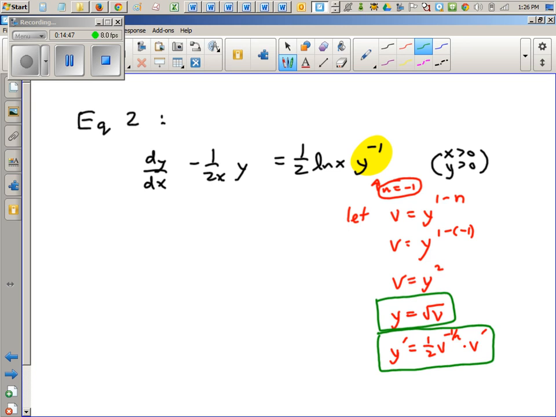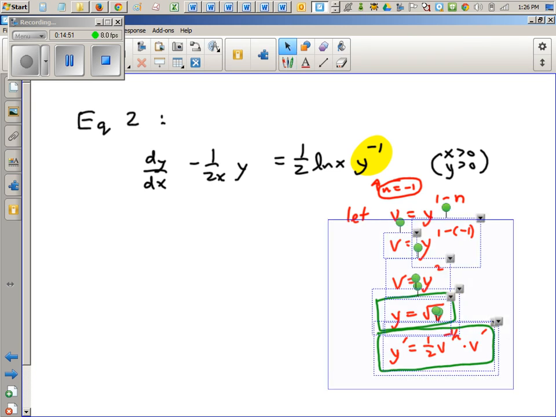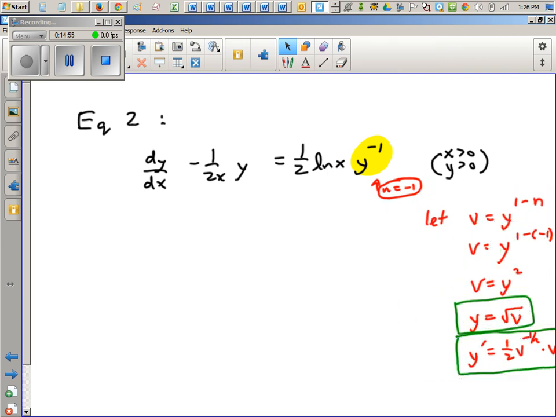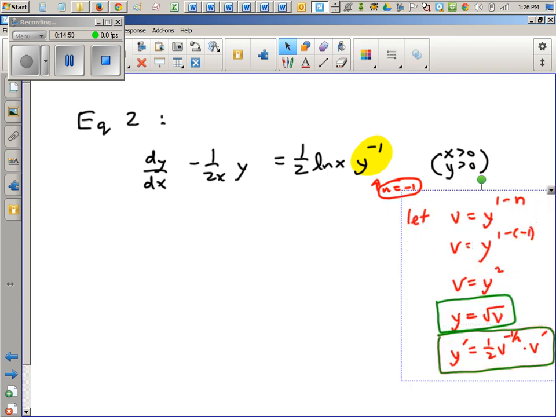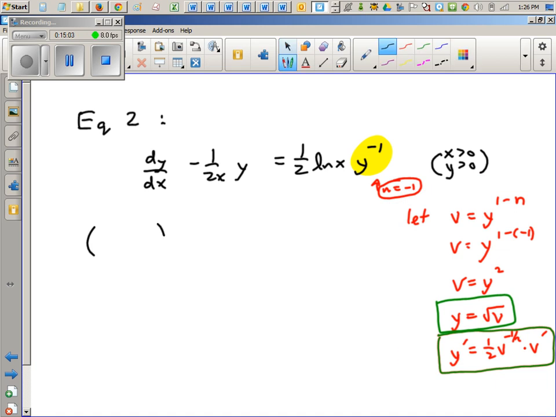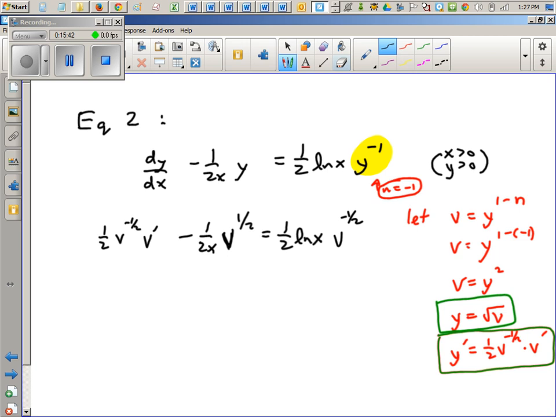Okay, rewriting the original problem. It's going to look like this now. So we scoot that over a little bit. So the original problem is now, instead of dy/dx, we're going to put 1/2 v to the minus half v prime. Guess we don't really need parentheses there. And instead of minus 1 over 2xy, it's going to be minus 1 over 2x root v, or you could do v to the half. Maybe I'll stick with one notation. We'll do v to the half. And the right side, 1/2 ln x times y to the minus 1. That would just be v to the minus half, because remember, y is v to the half.